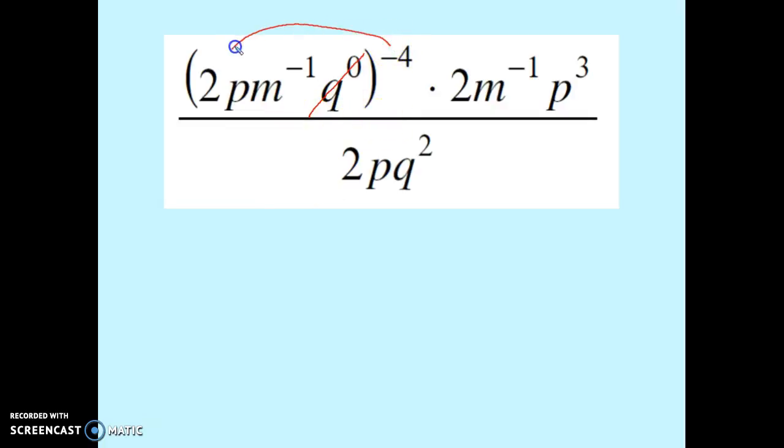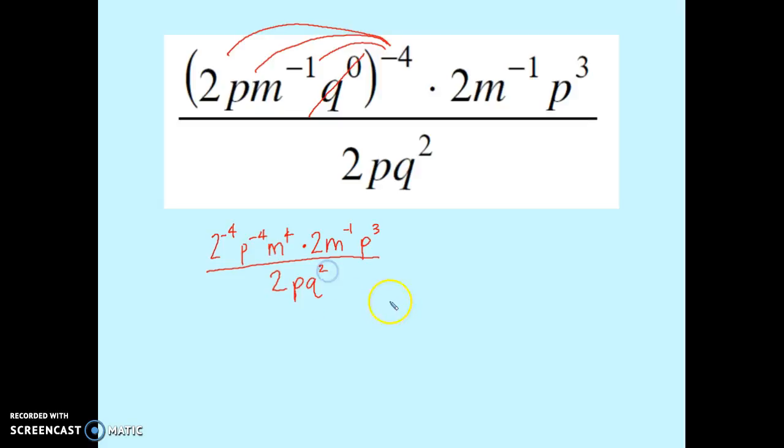So this is going to go to everything in my parentheses. Alright, so then I'm going to get 2 to the negative 4th, which I can't simplify yet. P to the negative 4, and then m to the positive 4, and then 2m to the negative 1 p cubed, all over 2pq squared. Alright, from here, just as something different, you don't have to do this next, but I see that I have a 2 on the top and on the bottom. That tells me that they cancel. Alright, so I can go and get rid of those. Now I just have this 2 to the negative 4 that we can take care of in a few minutes.